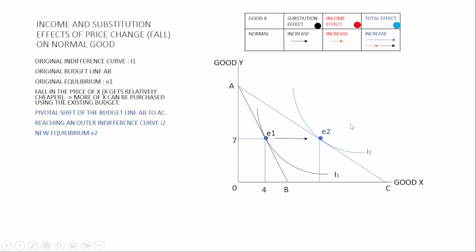at this least cost point, you are in a position to consume 12 units of X. So this pivotal shift of the budget line gives us an idea about the total effect, which is 12 minus 4, which is positive 8. This is how we are going to write it here: total effect, which is E2 minus E1, 12 minus 4, is equal to plus 8. So this is a positive effect.